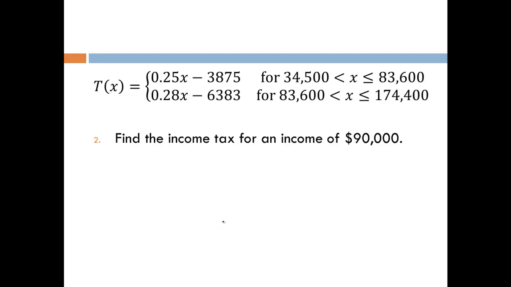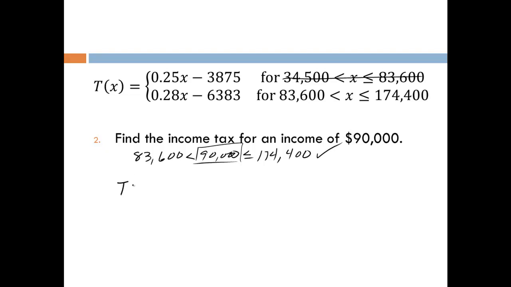Well, what if instead we wanted to find the income tax for someone who made $90,000? If we look at our inequalities, $90,000 does not fit into the first set of inequalities. It will instead fit into the second one. So again, 83,600 is less than 90,000, and 90,000 is less than or equal to 174,400. Since 90,000 satisfies both of those inequalities at the same time, that's the part of the function we'll use.